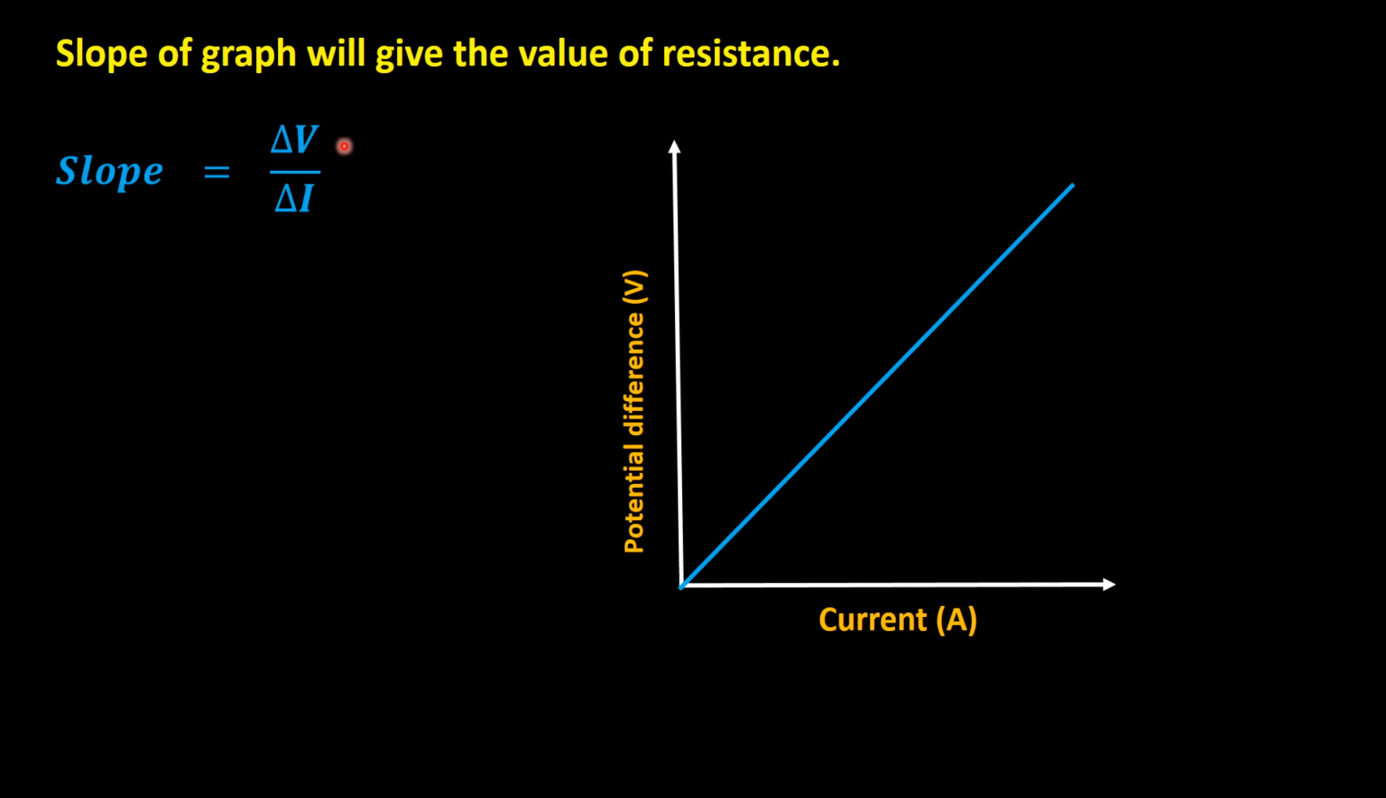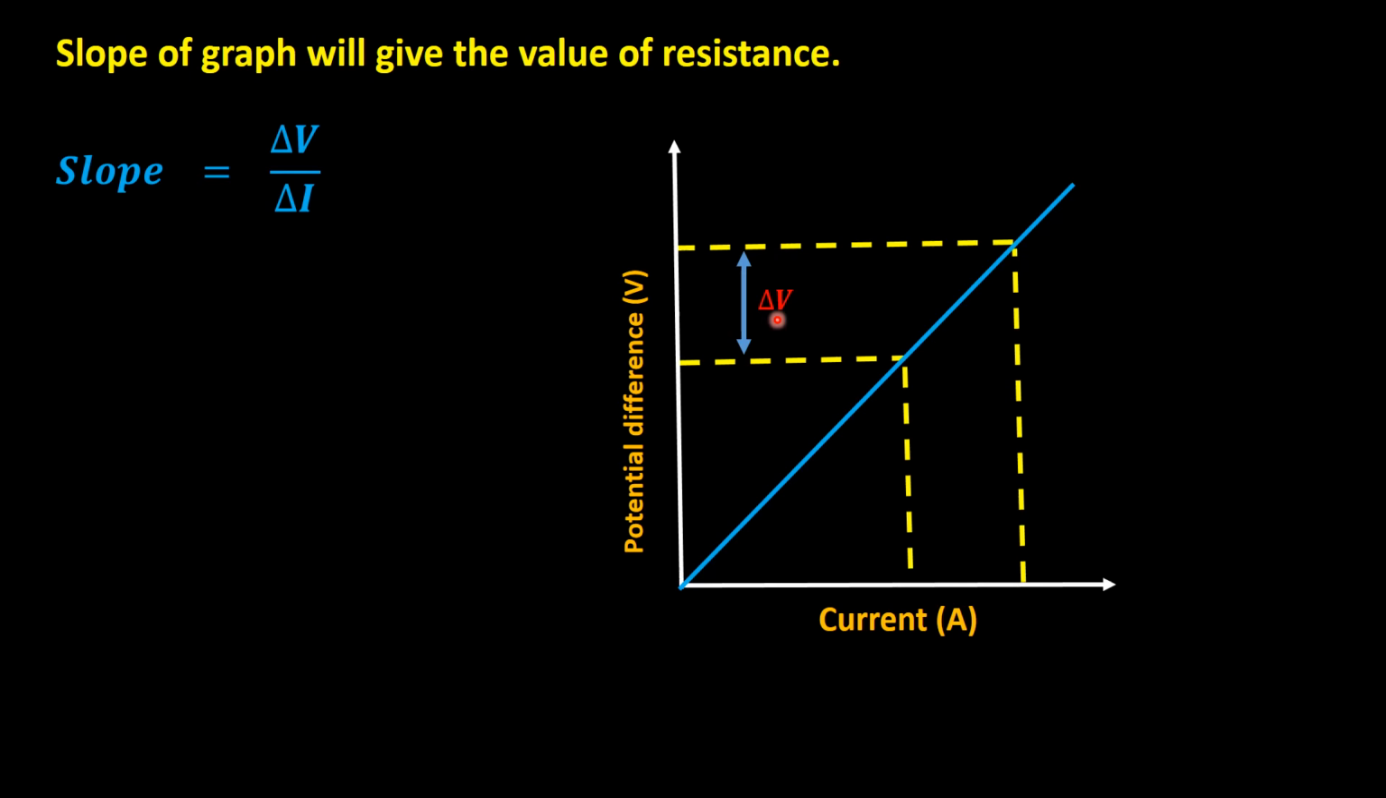In order to find the change in potential difference and change in current, we draw two horizontal lines from any point on the potential axis, and from these points, we again draw two vertical lines. We have plotted the potential difference along the y-axis. Starting from 0, the value of the potential difference increases in this order, so that the value of potential at this point is higher than the value of potential at this point. So we get a difference, and that difference in potential is represented by delta V.